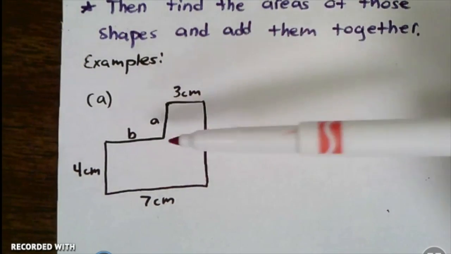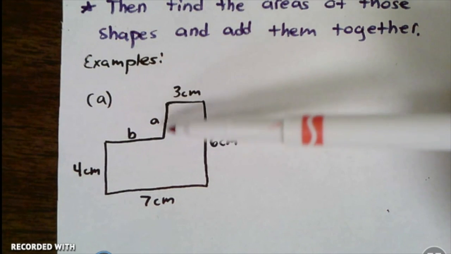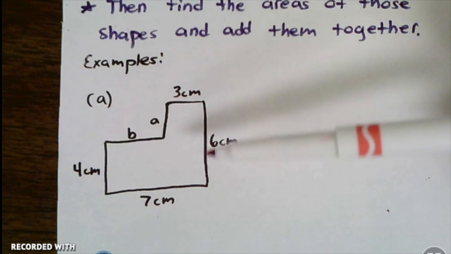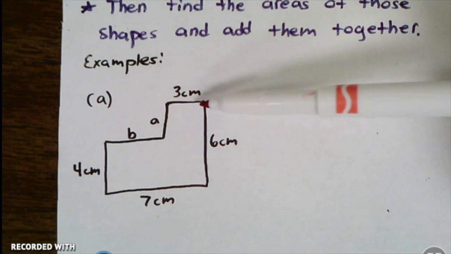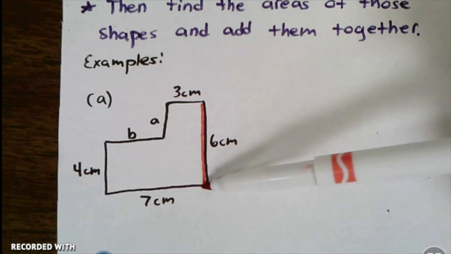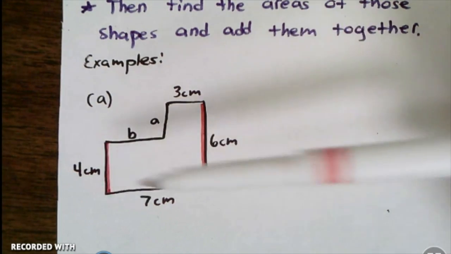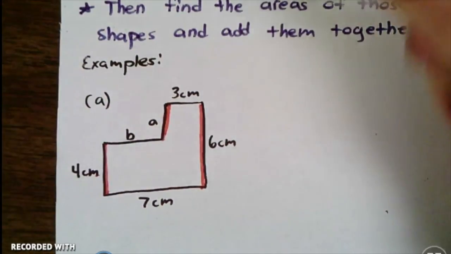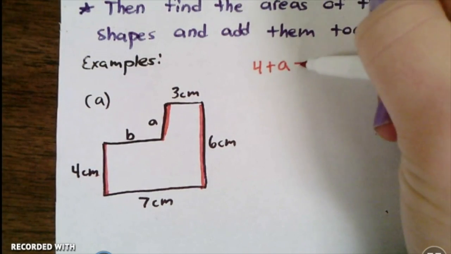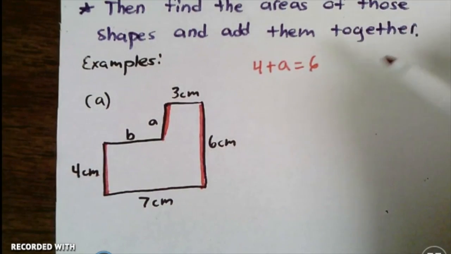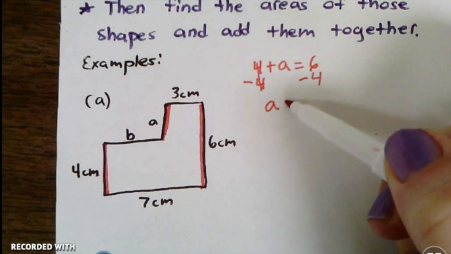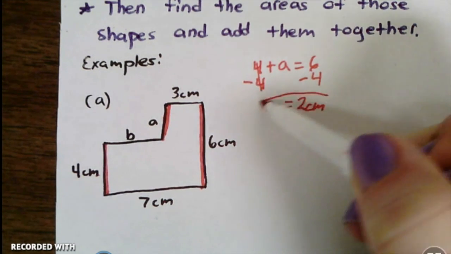The one thing to notice is sometimes we have a variable listed for some unknown side lengths, and we're going to find those side lengths the same way we did when finding the perimeter of complex shapes, which means that we can just look at the ones we do know. So this length right here is 6, and this one is 4. So we know that 4 plus a is going to equal 6. How do I solve for my variable? It's being added. I'm going to undo that with subtraction. So a equals 2 centimeters.